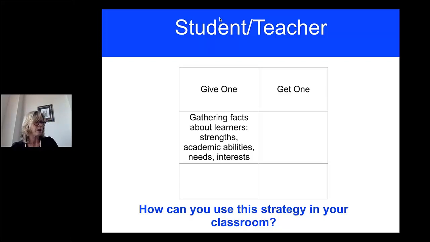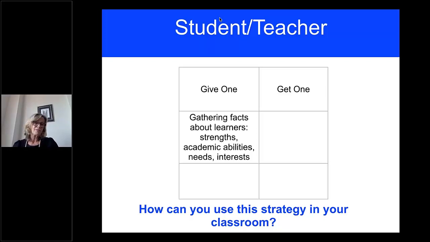Students would write their name and list 3 to 5 ideas about the assigned topic. Students then interact with their classmates one at a time. Students exchange their information with each other. So I would give one idea and get an idea. I usually stress to students in the get one area to list the name of the student that they received this information from. It kind of validates that everyone's idea is important.